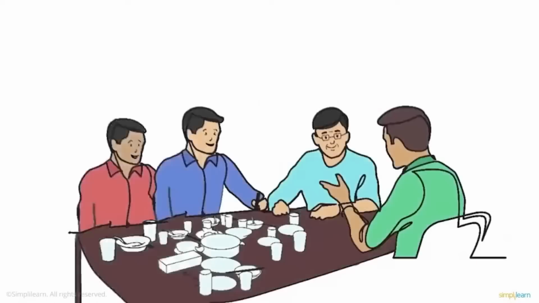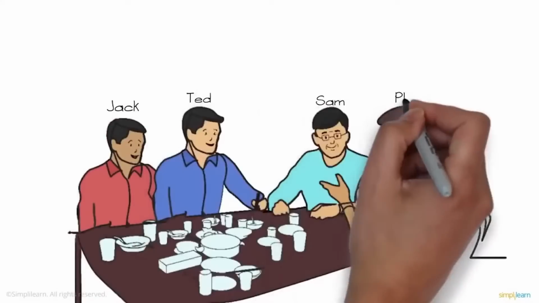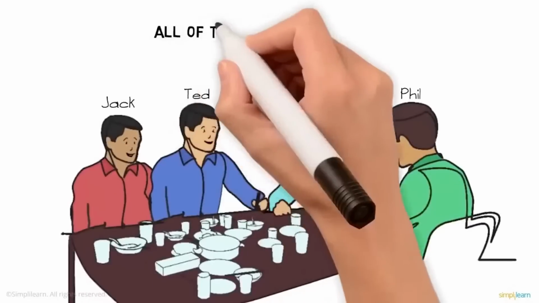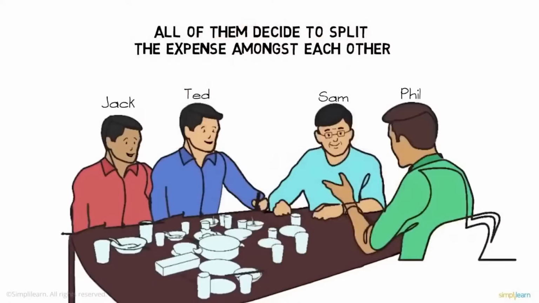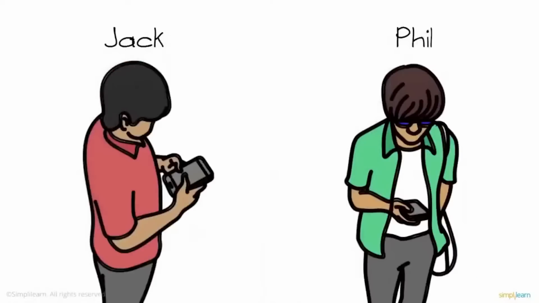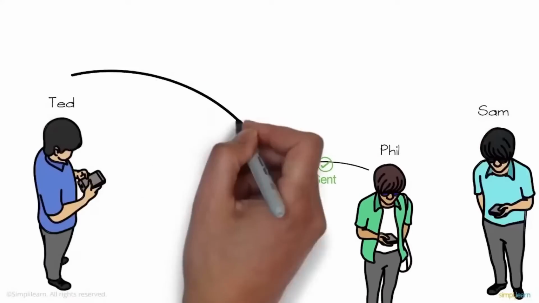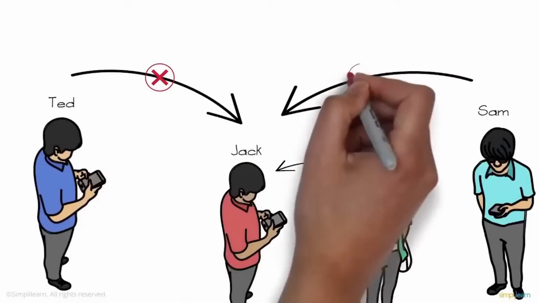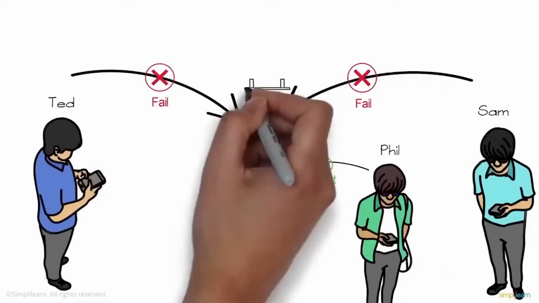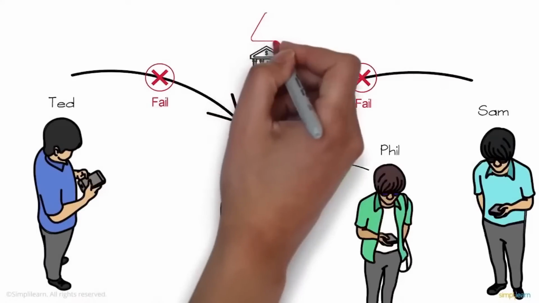Imagine four friends, Jack, Ted, Sam, and Phil, meet up for dinner. After they're done, Jack pays the bill, and all of them decide to split the expense amongst each other. Now, on the next day, when Phil sends his share to Jack via online money transfer, the transaction goes through without a hitch. Then, Ted and Sam send their respective shares to Jack, but their transactions don't go through. The failed transaction cites some issues at the bank.